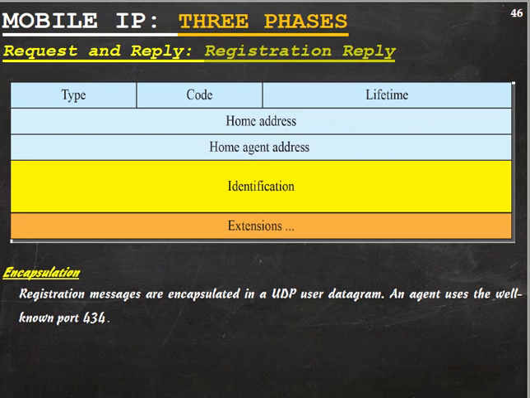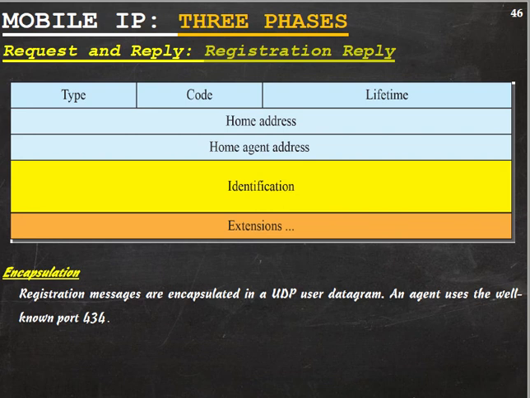Whatever the registration messages are there, they will be encapsulated in the UDP user datagram. An agent uses a well-known port 434. A mobile host uses an ephemeral port. So it will be sent through a port which is known as port 434.